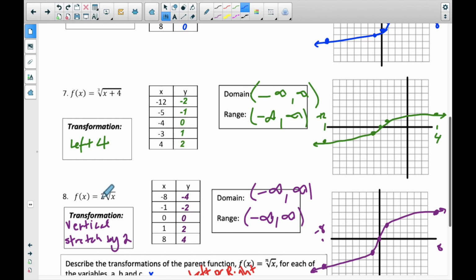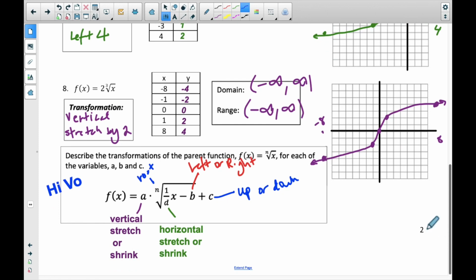And then finally, number 8, this 2 in the front is a vertical stretch by 2. On the other side, we had a 1/2 that shrank it down by a half. This time we're getting stretched by 2, and it is a vertical stretch. It's getting pulled upwards and pulled downwards over here. Still has that S-curve, just has different numbers. These are all multiplied by 2 because it was stretched by 2. And so our domain and range is still negative infinity to positive infinity.